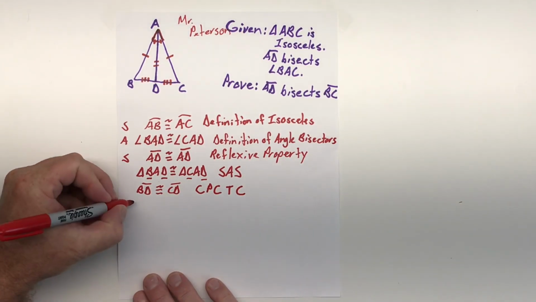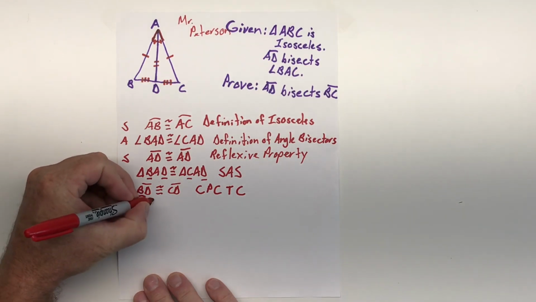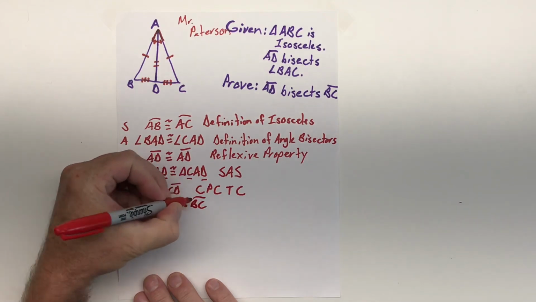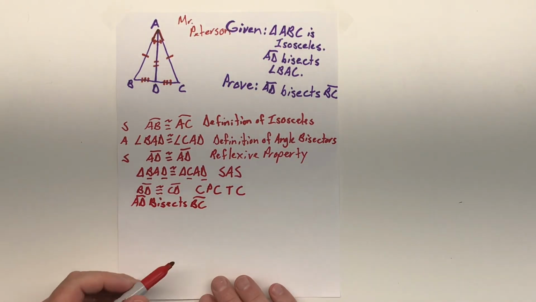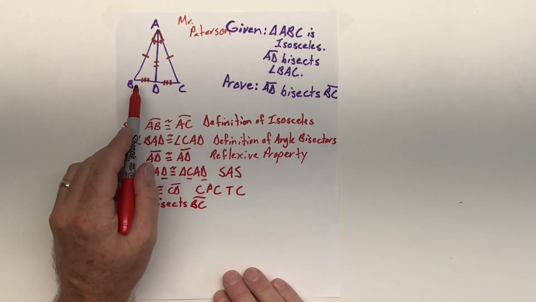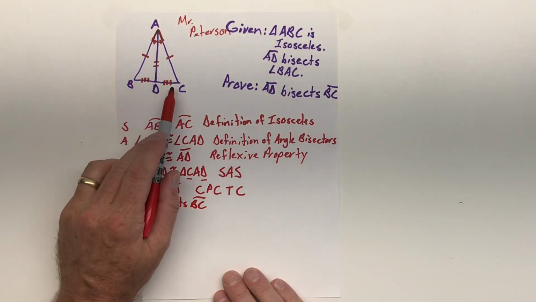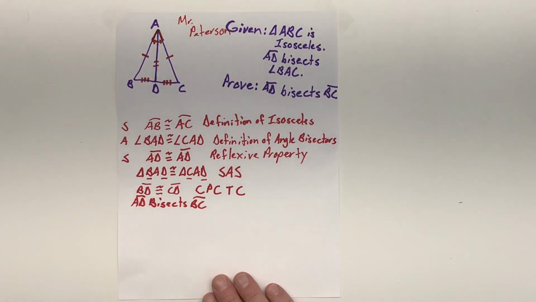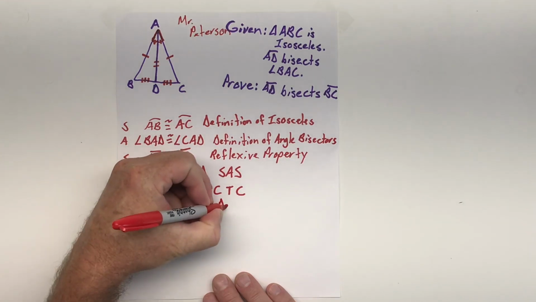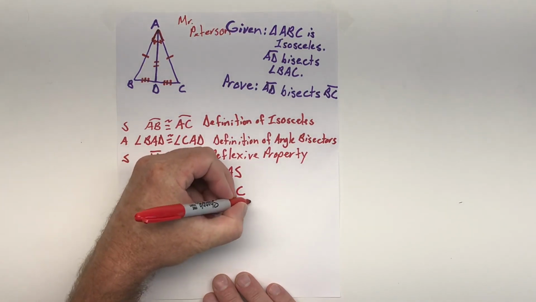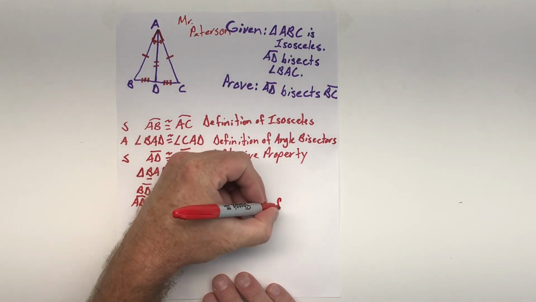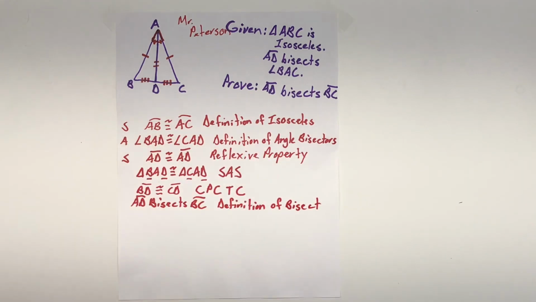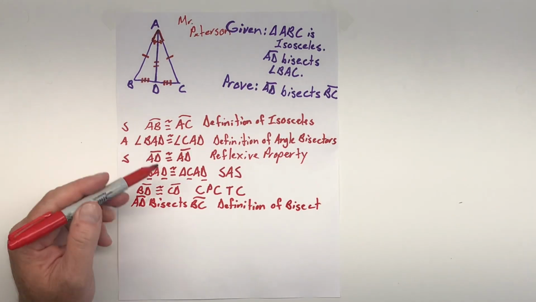So now we can finally say that AD bisects BC because that is the definition of bisect. AD cuts BC into two congruent parts. We just said those two parts are congruent. Therefore, AD bisects BC, and that's the definition of bisect. So that's the end of the proof.